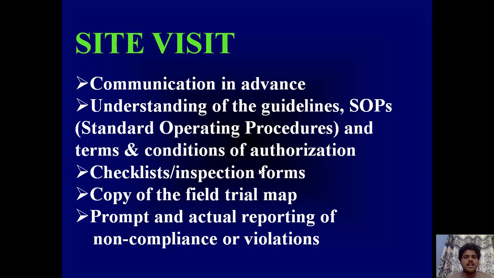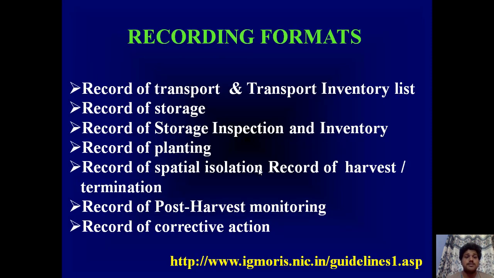Then site visit, so communication should be done in advance, understanding of the guidelines, standard operating procedures and terms and conditions of authorization, then checklists or inspection forms, copy of the field trial map, prompt and actual reporting of non-compliance or violations. So these things have to be followed. Then recording formats: record of the transport inventory list, record of the storage, inspection, inventory, record of the planting, record of the spatial isolation, record of the harvest or termination, record of the post-harvest monitoring, record of the corrective action. So all these records have to be maintained properly.